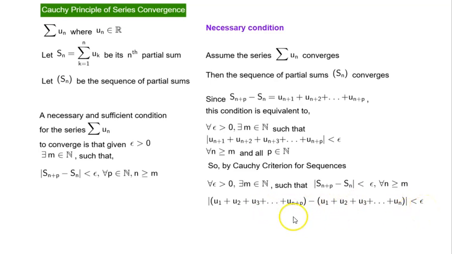Now when we subtract these two series, what happens? u1, u2, u3 to un gets removed from this. Since n is greater than or equal to m, the magnitude of u sub n plus 1 plus u sub n plus 2 plus u sub n plus 3 ... u sub n plus p is less than epsilon for all n greater than or equal to m, for all p in n. So since we have this condition being satisfied, that means the necessary condition is satisfied. Now let's look at the sufficient condition.